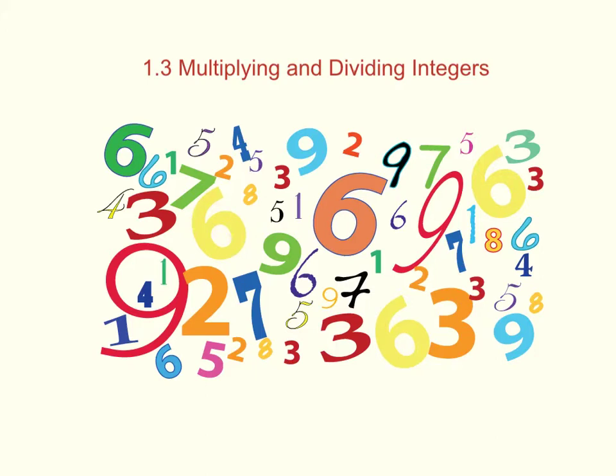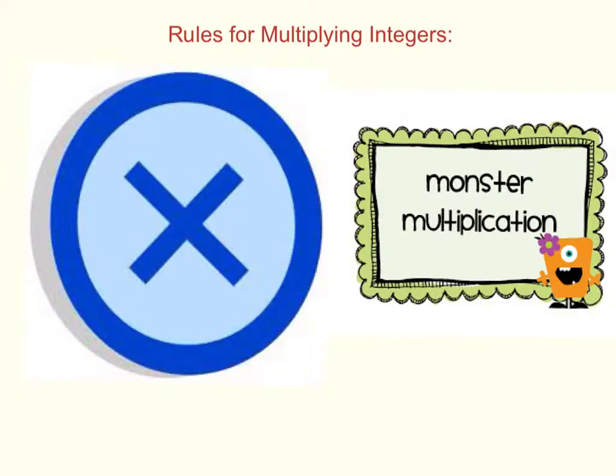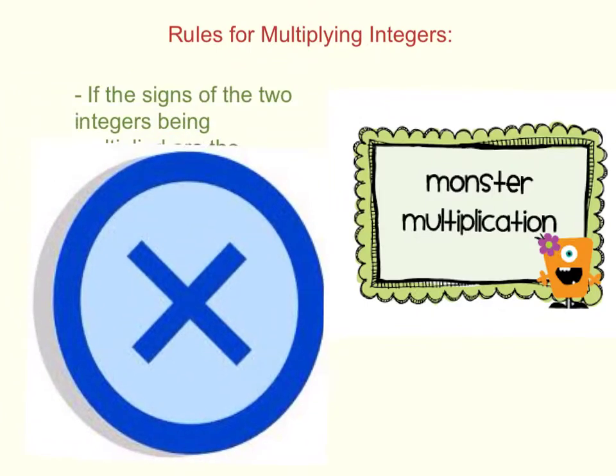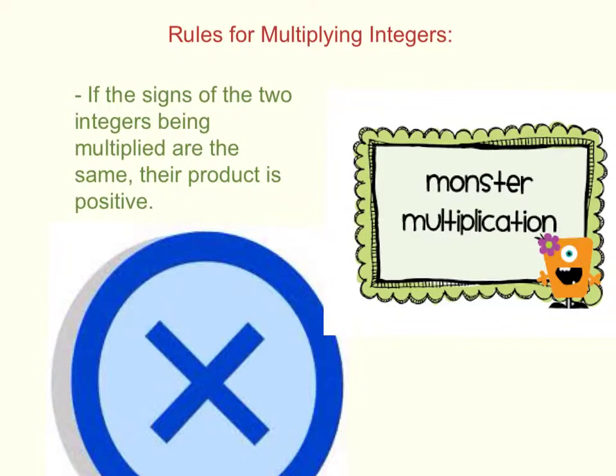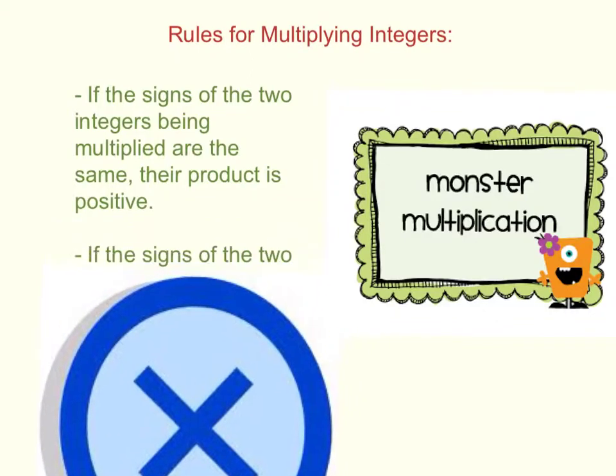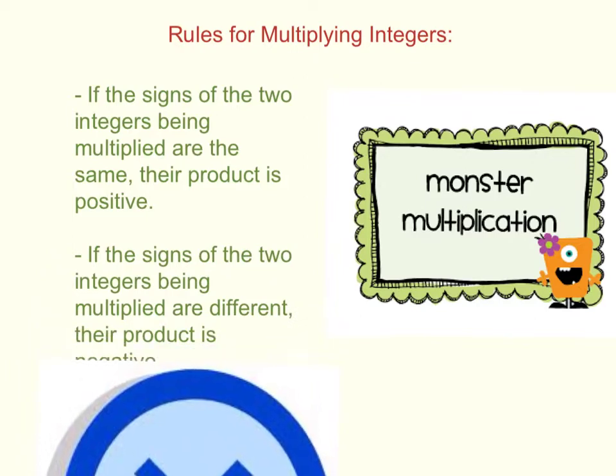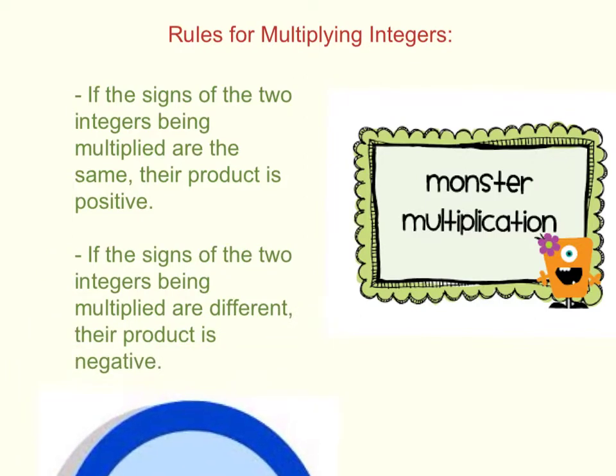Hello class. Today we are going to talk about section 1.3, multiplying and dividing integers. When multiplying integers, there are a few simple rules that you must follow. Rule number 1, if the signs of the two integers being multiplied are the same, their product is positive. Rule number 2, if the signs of the two integers being multiplied are different, their product is negative.